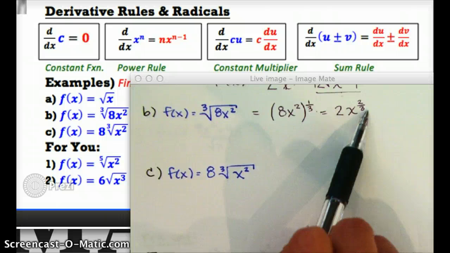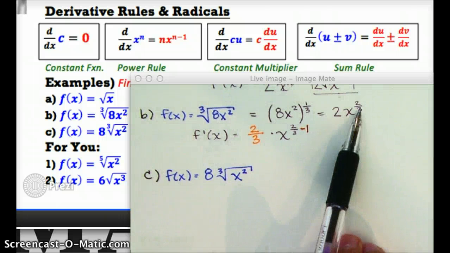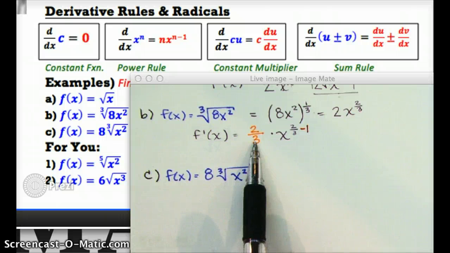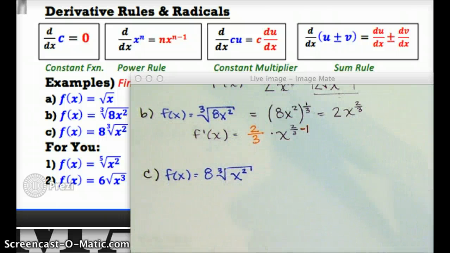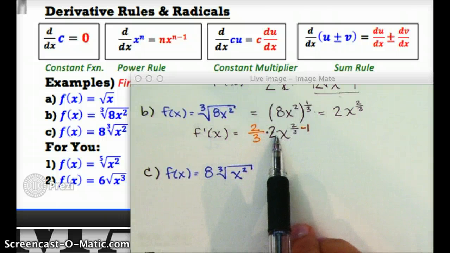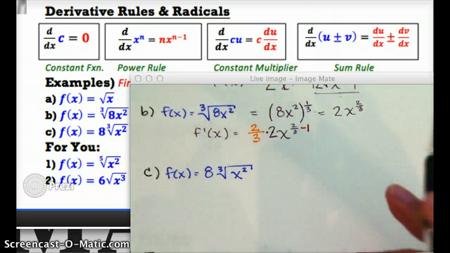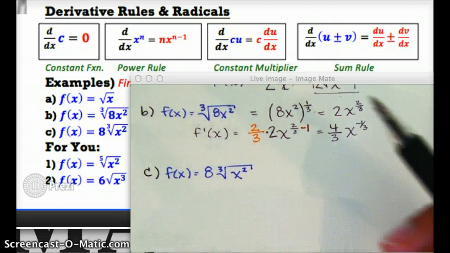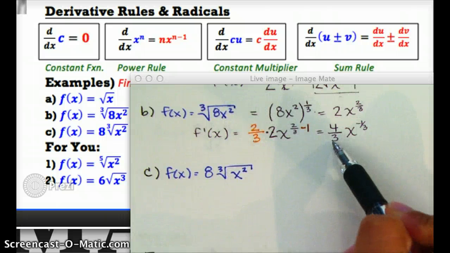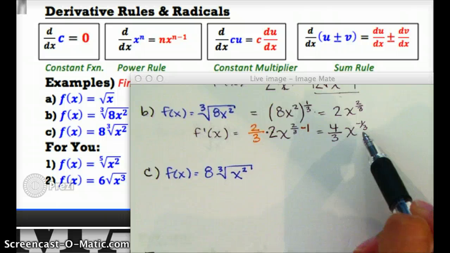Now that I've rewritten my original function, I'm ready to take the derivative. I multiply the exponent in front as a coefficient. Make sure you keep the original coefficient, which I was missing a second ago. And then, of course, we subtract 1 from the exponent. Next step is to simplify. 2 times 2 over 3 is 4 over 3. Leave it as a fraction, don't use decimals. And 2/3 minus 1 is negative 1/3.